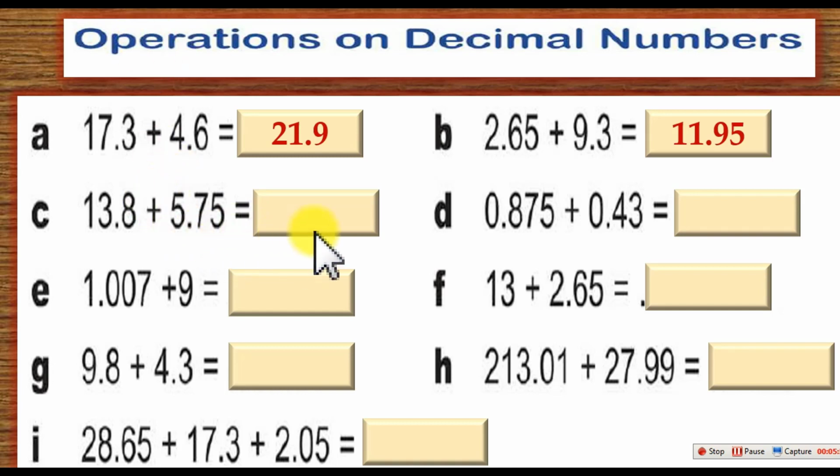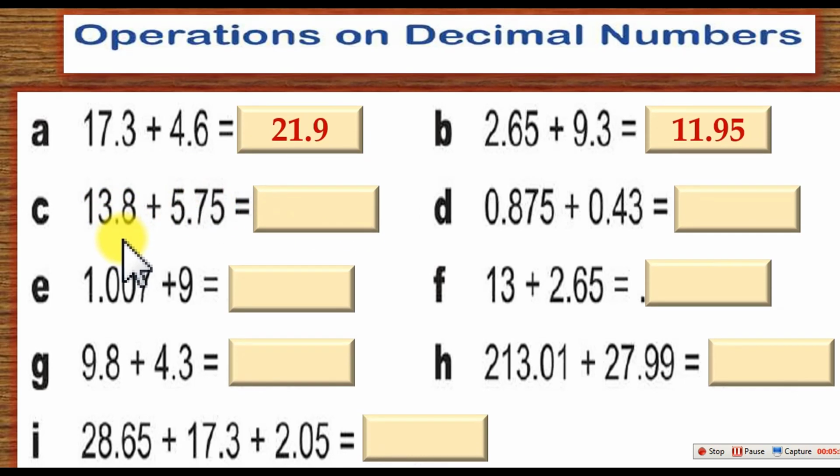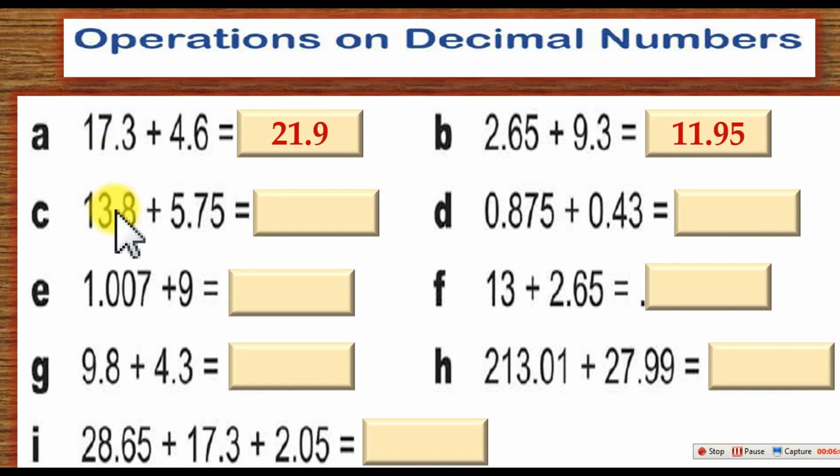0 plus 5 equals 5. 8 plus 7 equals 15. Put 5 and carry 1. Don't forget to put the decimal point after 2 digits. 1 plus 3 equals 4. 4 plus 5 equals 9. And write 1 as it is. So the sum is 19 and 55 hundredths.